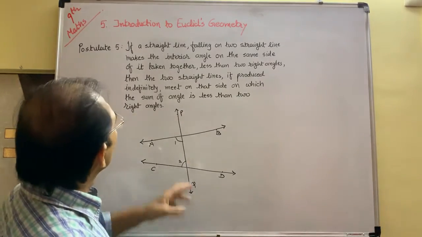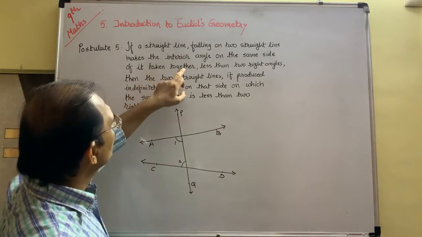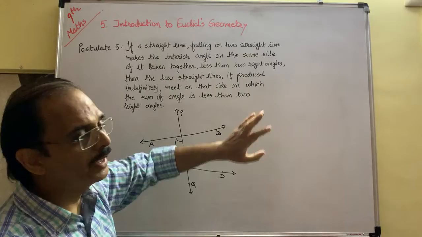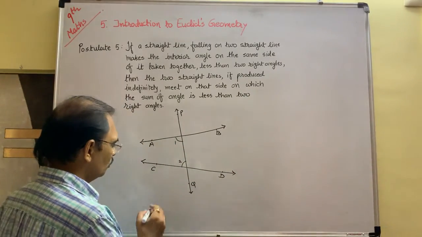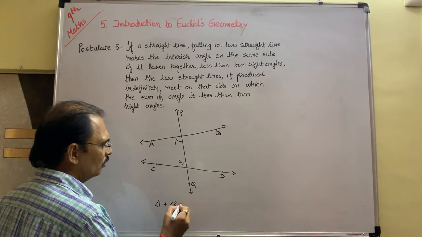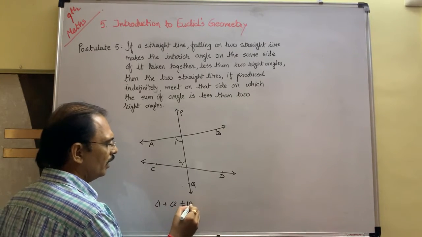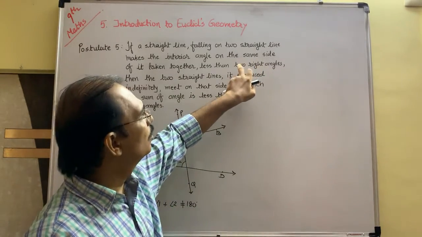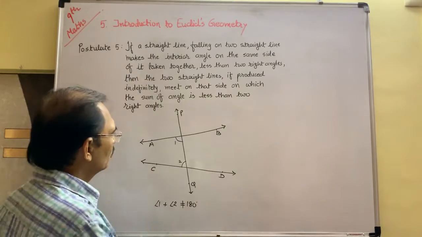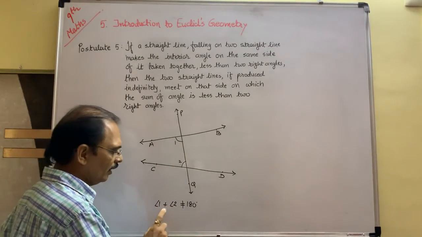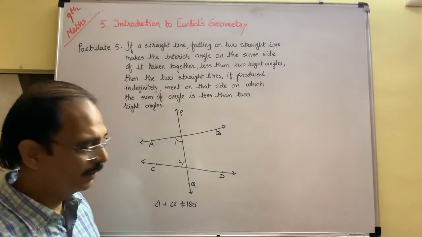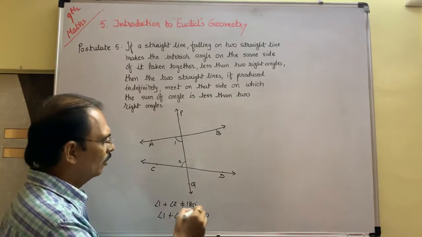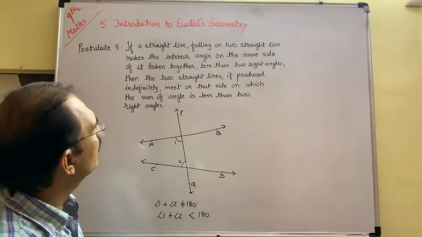Okay, so the interior angles on the same side taken together, means 1 plus 2, less than 2 right angles. Means if angle 1 plus angle 2 is not equal to 180, less than 2 right angles. You know right angle means 90 degrees, so 2 right angles means 2 times 90. Here this one is 90 and this one is 90, but the sum is not equal to 180, it is less than this. Or you can write 1 plus 2 is less than 180 degrees.